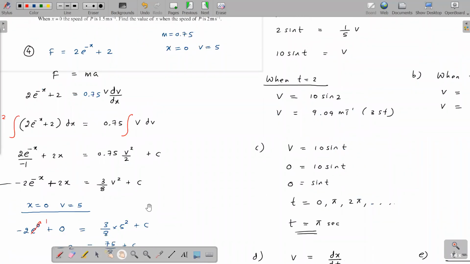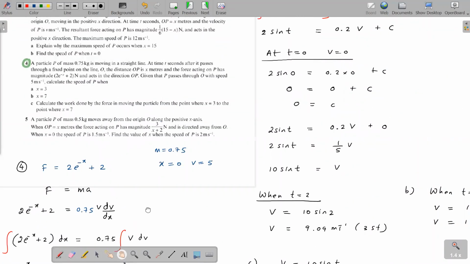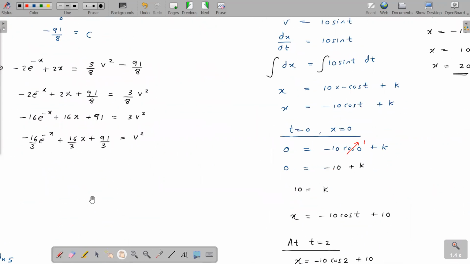Okay, so the question is asking us to find the speed when x is 3 and when x is 7. So part A, when x is 3, v square equals minus 16 over 3 e to the power minus 3 plus 16 over 3 into 3 plus 91 over 3. Can I know the answer? V square. So you type the whole thing in the calculator and then you square root it. How much is it?